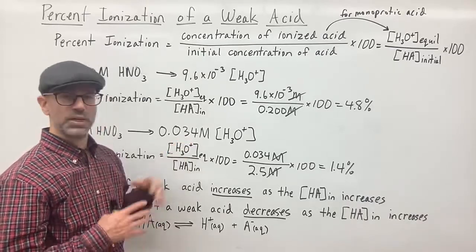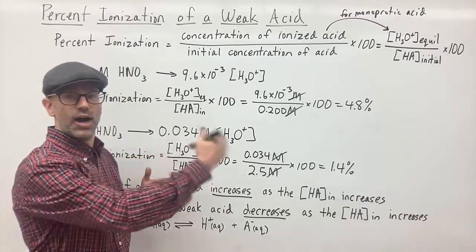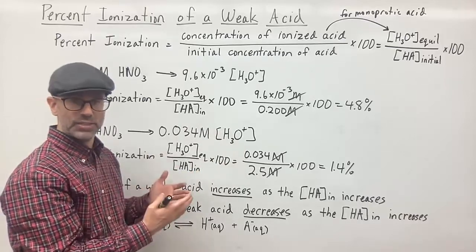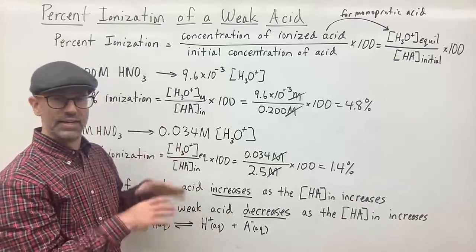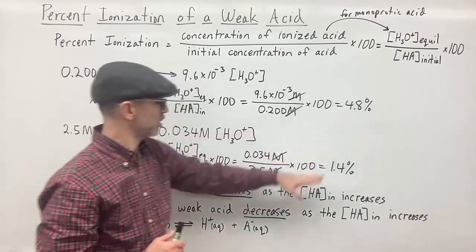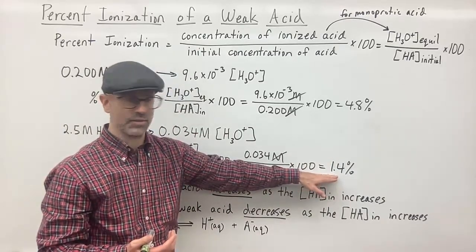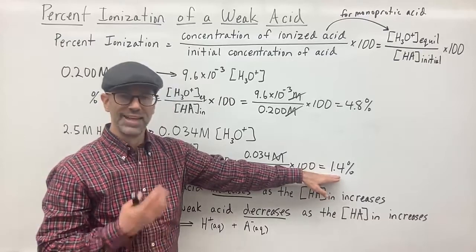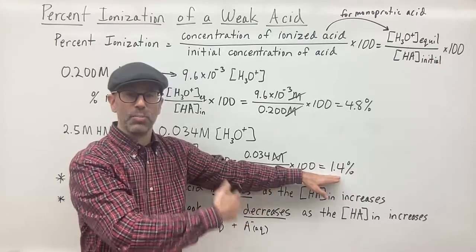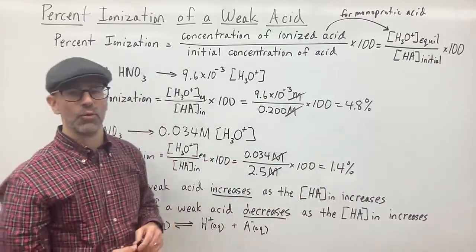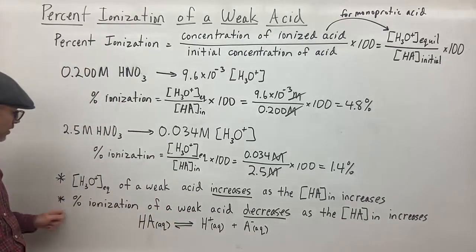So just because you start with more acid, you do get more H plus ions produced, but not as much as you would when you have a dilute solution. So here you can see that a more concentrated solution of the acid means that you have fewer molecules ionizing per 100. Well, why would that be? I'll explain that in just a moment, but here are the two key things we want to point out.